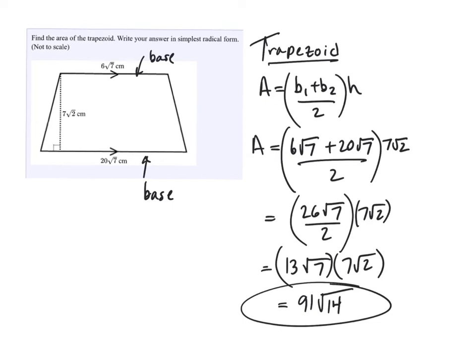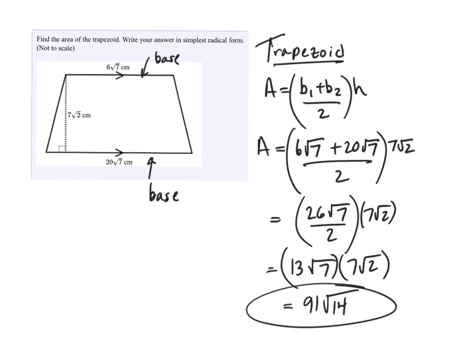The area of a trapezoid is the average of the bases times the height. We always label area in squares, in this case centimeters squared.